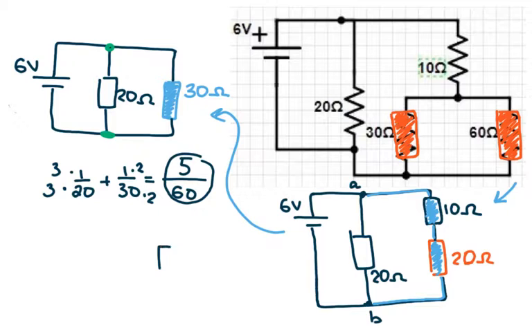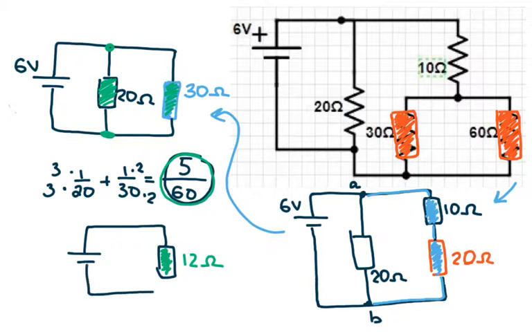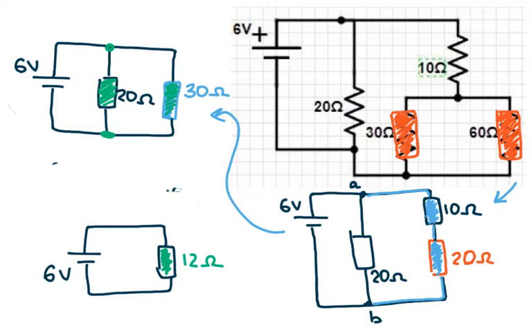So I could rewrite this final result, or final graph of the circuit, by combining these two together and making this one resistor, and this one resistor is going to be 12 ohm. And the battery is 6 volt. So this is how to go from the previous circuit to the final circuit.